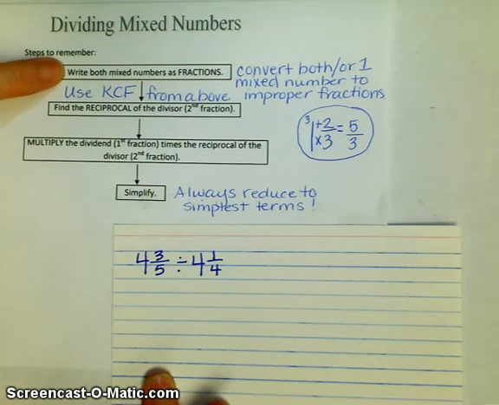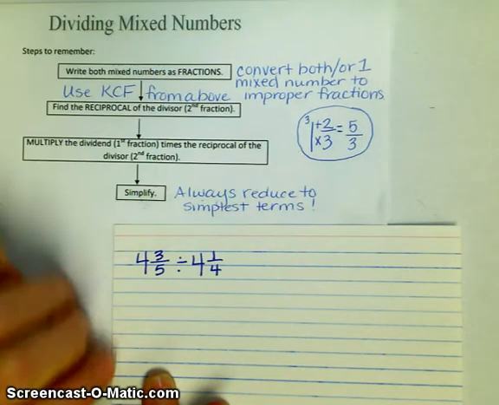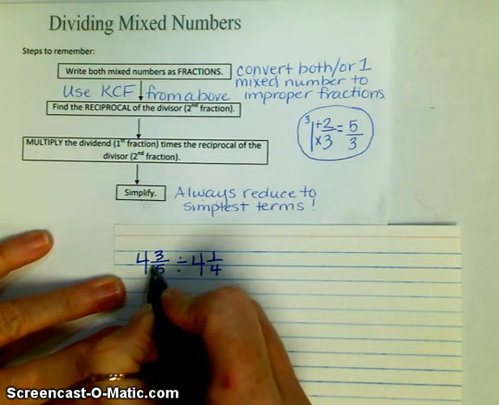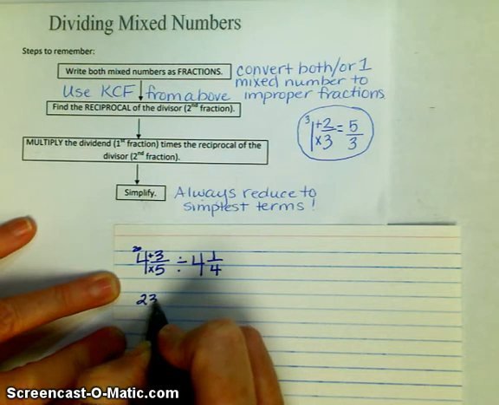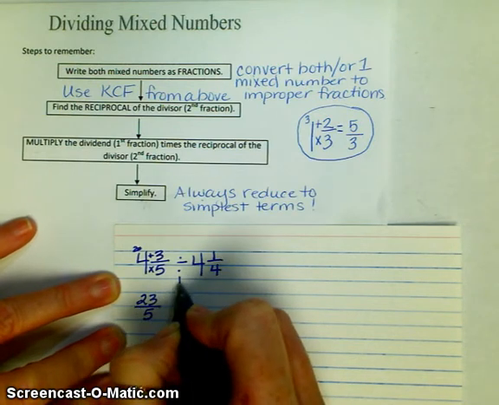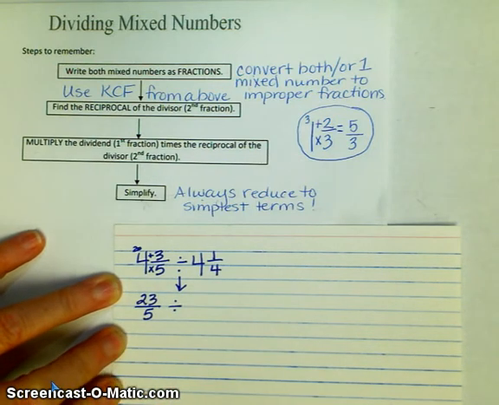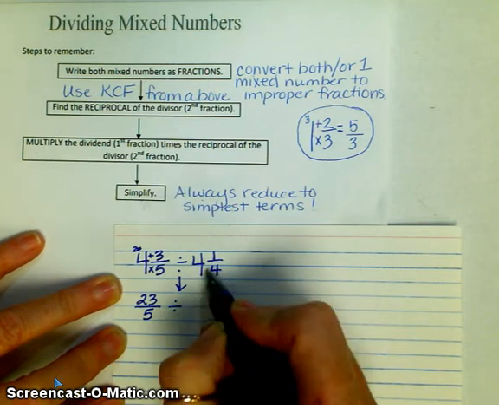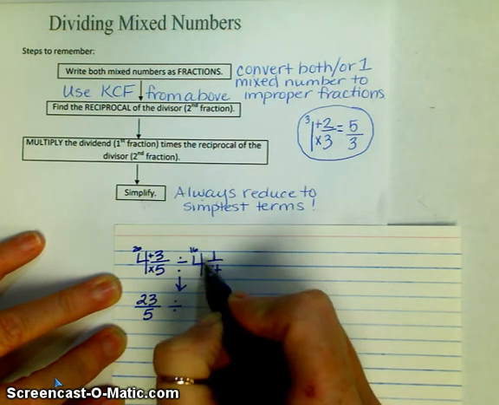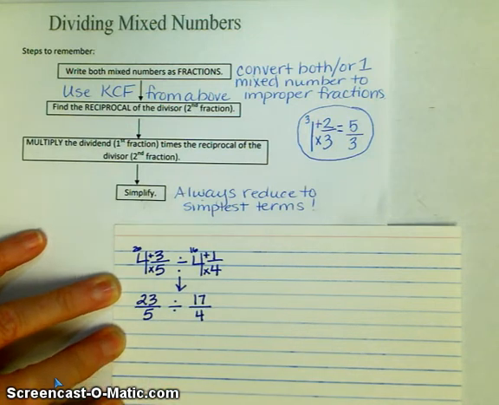So the first thing we have to do is to write both mixed numbers as fractions. This is the process that we're going to go through right here. We have to convert both mixed numbers to improper fractions. We multiply 5 times 4, which is 20, and we add 3. That becomes 23 over 5. We have not converted this to a multiplication problem yet, so just put your division sign there. To convert this last mixed number to an improper fraction, we're going to multiply 4 times 4, which gives us 16, and add 1, which gives us an improper fraction of 17 over 4.